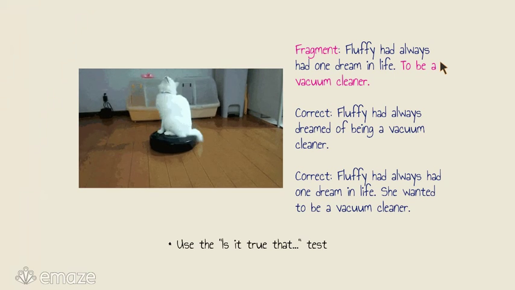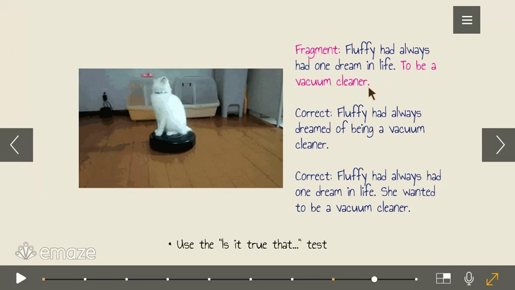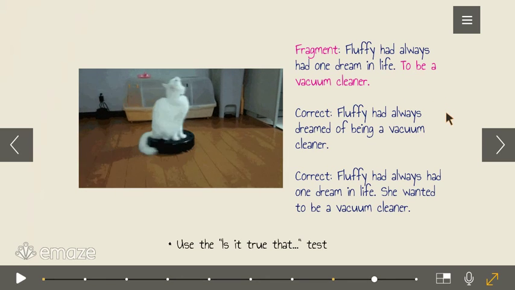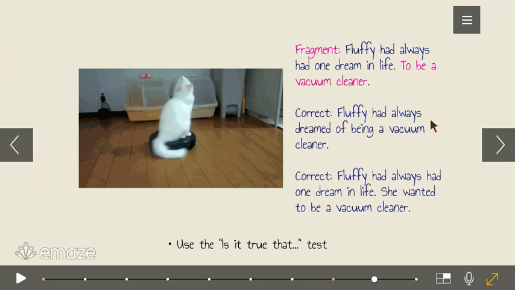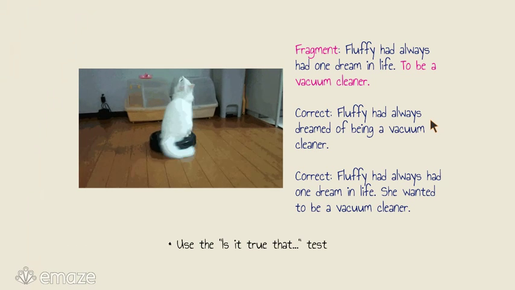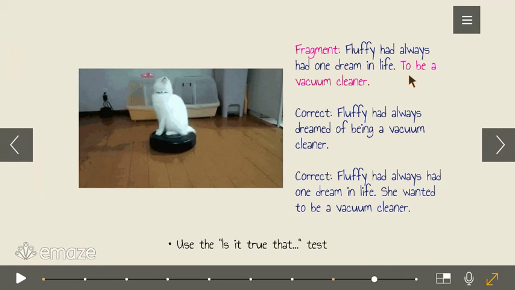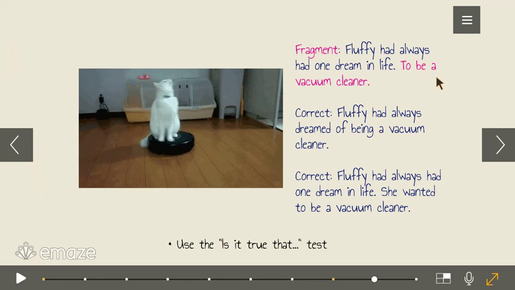To fix that, I could add this phrase onto the first sentence here, combine them, and make it correct by writing a sentence like this. Fluffy had always dreamed of being a vacuum cleaner. That would be correct. Another way that I could fix this sentence fragment problem is to add a subject and a predicate to this phrase, like in this example.